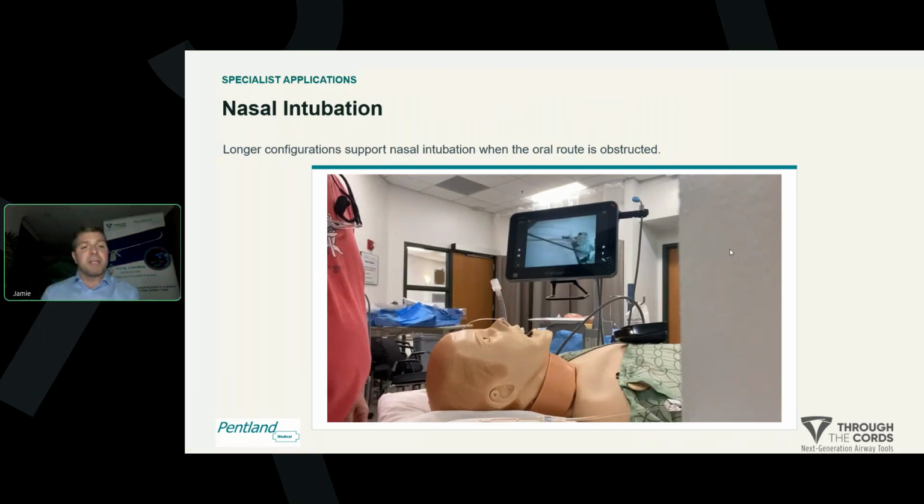Okay, yeah, so that application often surprises people and demonstrates the versatility of the range, showing that it's not just limited to standard oral intubations, and we see that these specialist applications really add value to the range.